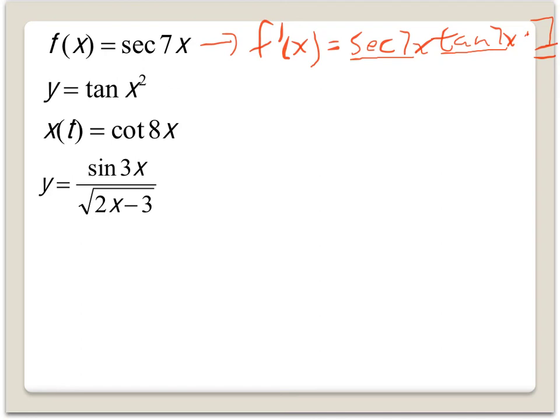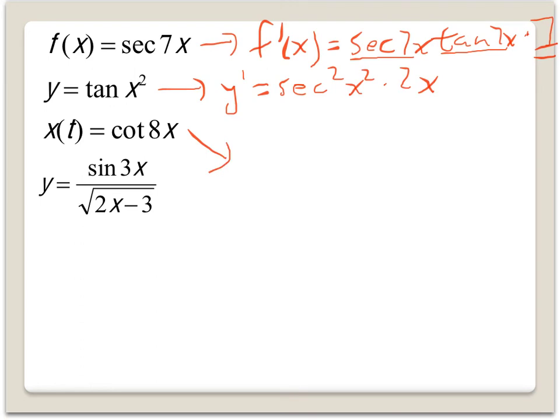Now, for y equals tangent of x squared, we have to realize that the derivative of tangent, remember, is secant squared. So the first step is to derive the outside. So the derivative of tangent would be secant squared of the inside function, x squared, times the derivative of that inside function, so times 2x.